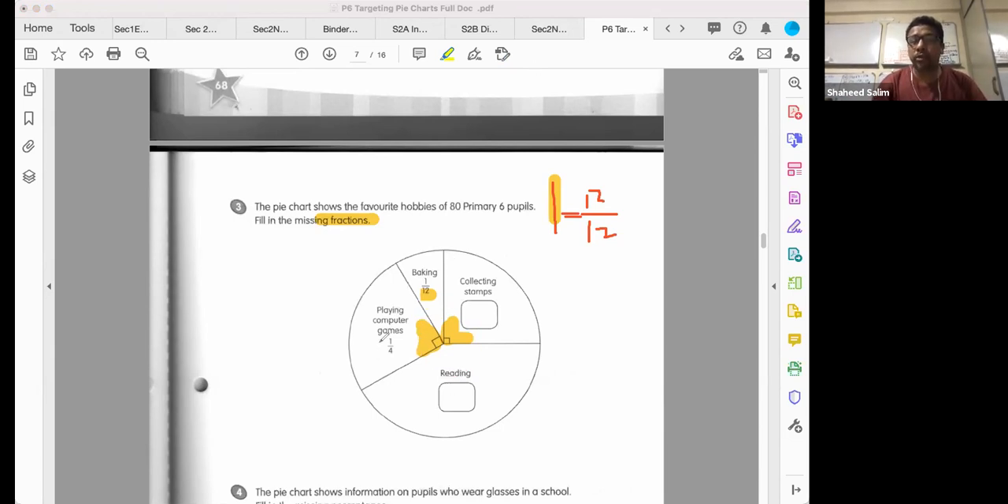Okay, then 1/4, how do you change? You times the bottom by 3. Times the top by 3. What do you get? 3/12. Okay. This one is the same size, right? Same size also. So 3/12 also. So you count now. You got 3, 3, 6 plus 1, 7. Total is 12. 12 minus 7, you get the balance 5. 5/12.